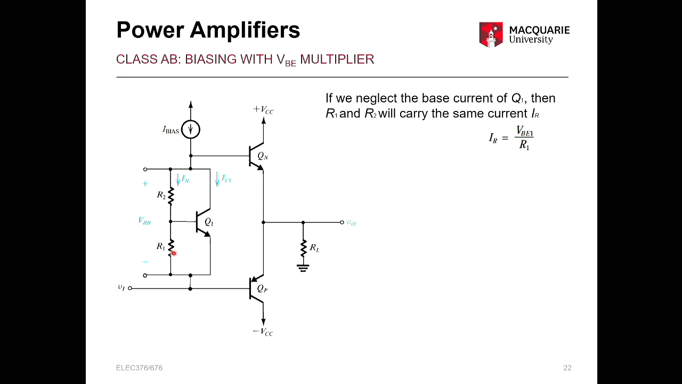And then that means we can show that IR, this current, is equal to your VBE across divided by R1, because VBE is that voltage drop across those two terminals, and there's your resistor. So that's one way to simply calculate your IR.